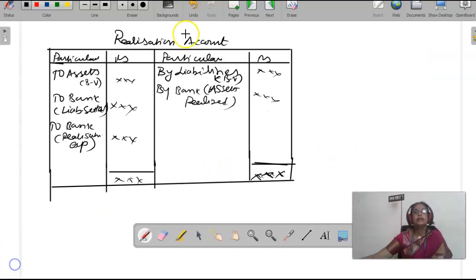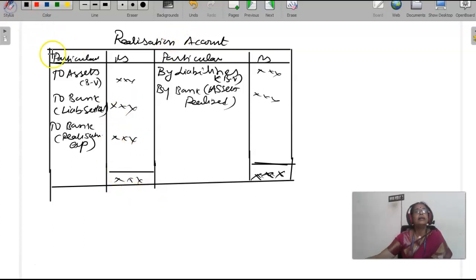Let's see. This is the format for the realization account, a simple format. So here first we have to transfer the assets to realization account at book value. Realization account debtor to assets. The assets which are in the balance sheet should be transferred to realization account. Immediately, the next step, we have to transfer the liabilities in the balance sheet to the realization account. Liabilities account debtor to realization account. For assets transferring, realization account debtor to assets.